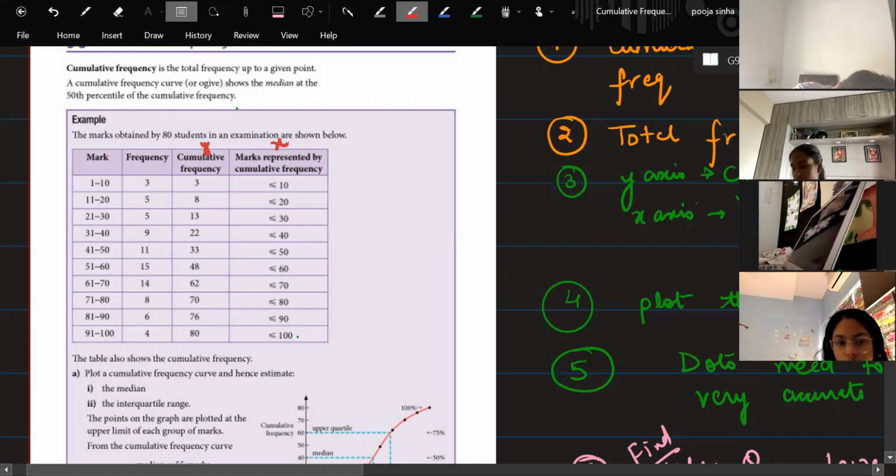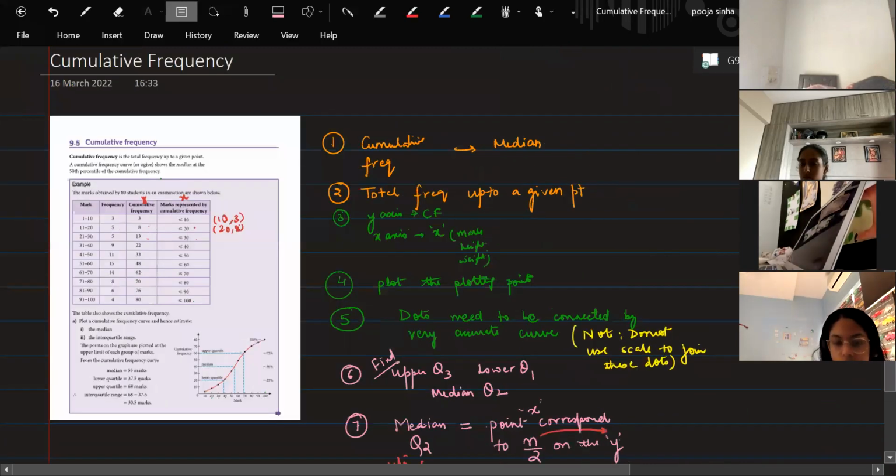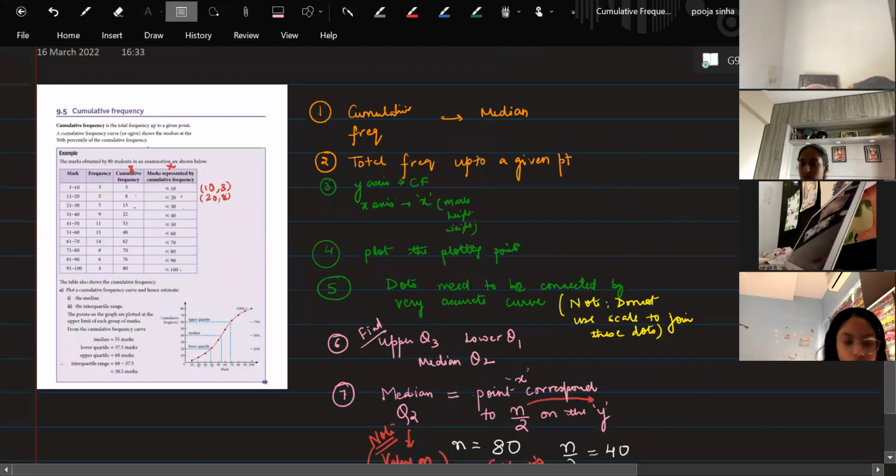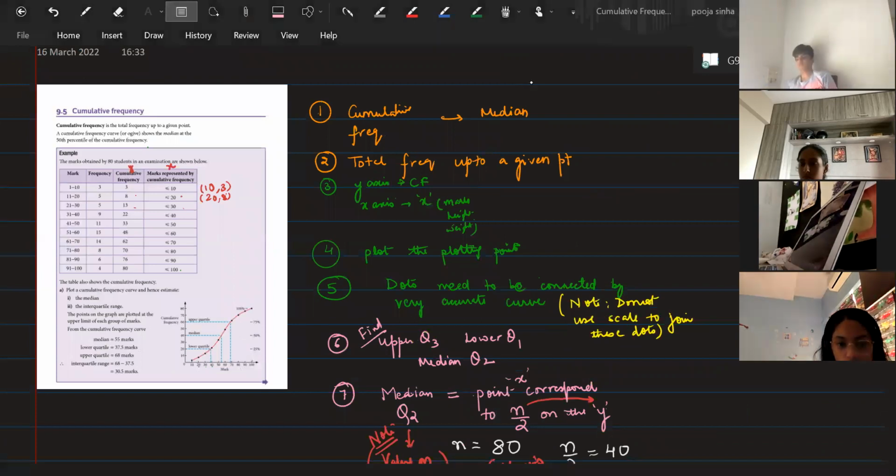What will be your plotting points? The plotting points will be 20, 8. So you take this and this, this and this, this and this. यहाँ तक clear हो गया? Once that is done, we are done with our first three main steps. Cumulative frequency हमने बना लिया, plotting points बना लिया.